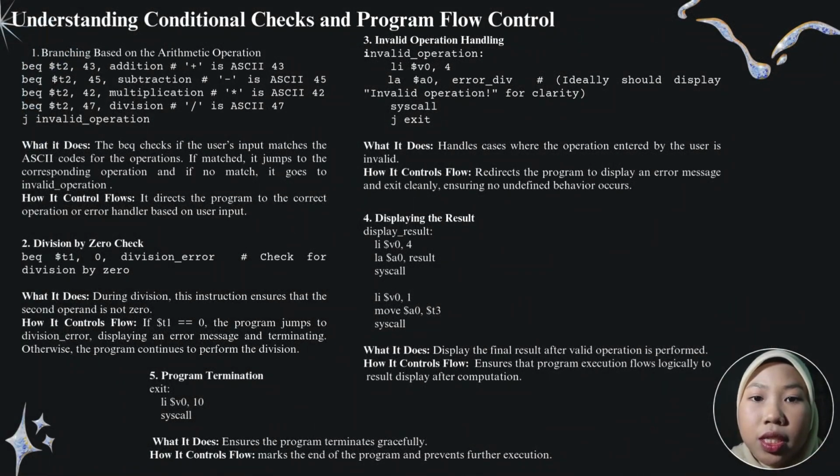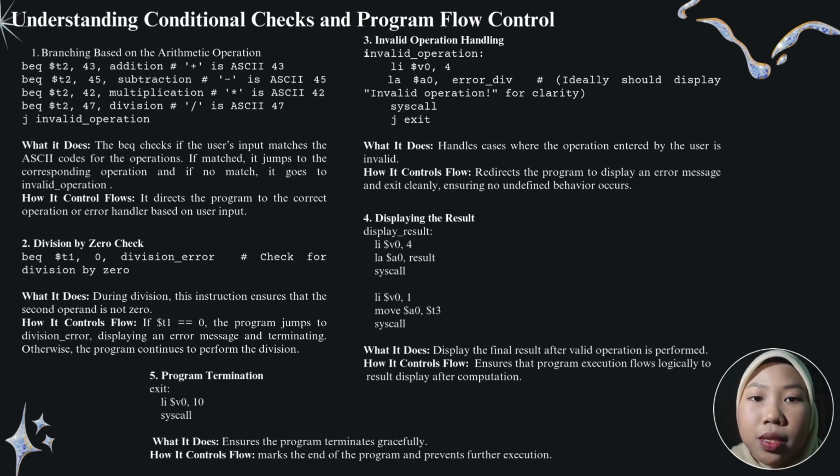Understanding conditional checks and program flow control. The first one is branching based on the arithmetic operation. The branch checks if the user's input matches the ASCII codes for the operations. If it matches, it jumps to the corresponding operation, and if no match, it goes to invalid operation. It controls flow by directing the program to the correct operation or error handler based on the user input.